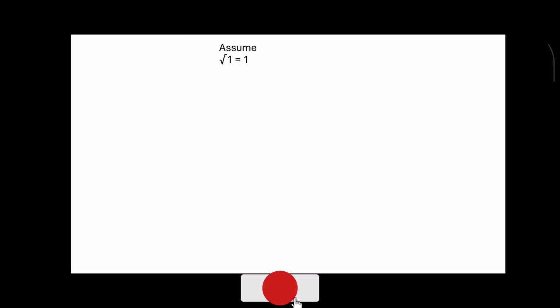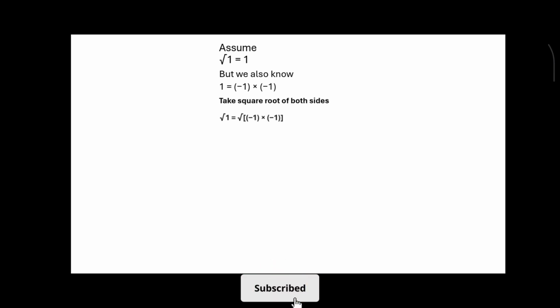Assume the square root of 1 is equal to 1. We also know that 1 can be written as -1 multiplied by -1. Now take the square root of both sides. The square root of 1 becomes the square root of -1 times -1. Next, split the square root across the multiplication. So the square root of 1 becomes the square root of -1 multiplied by the square root of -1.